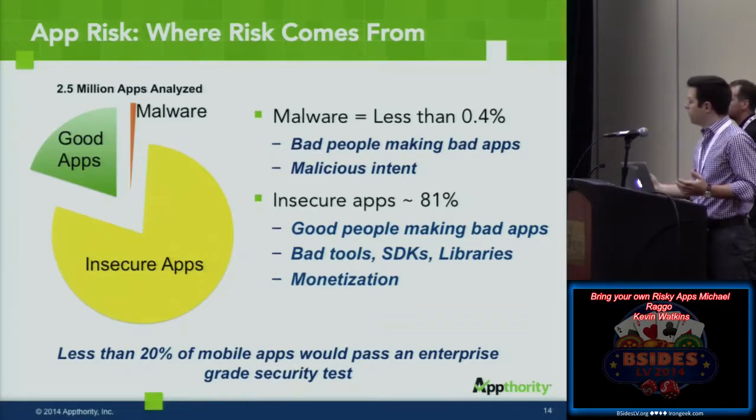It's not bad people making bad apps with malware. It's good people making bad apps. They're either insecure programming practices, they're using bad third-party tools and SDKs, or they're trying to monetize too aggressively. They're harvesting too much data, trying to sell it to different third parties like advertising networks, analytics frameworks, even social networking sites, and then profiting off the users. Less than 20% of apps we look at in general would pass a traditional enterprise-grade security test.